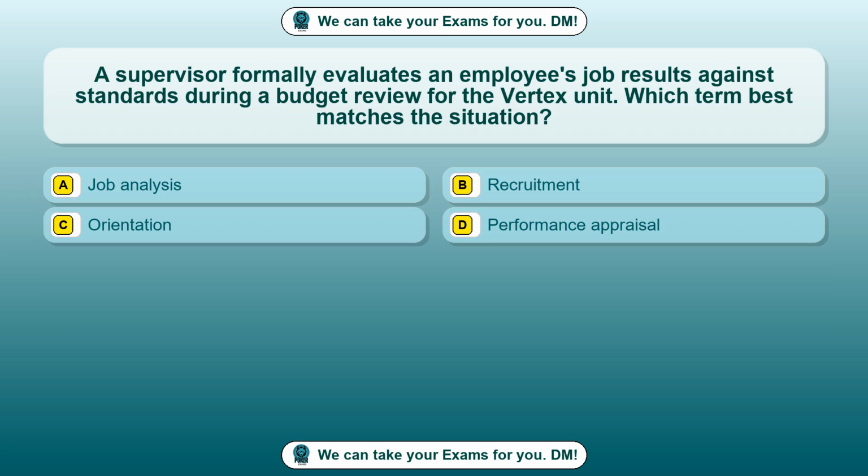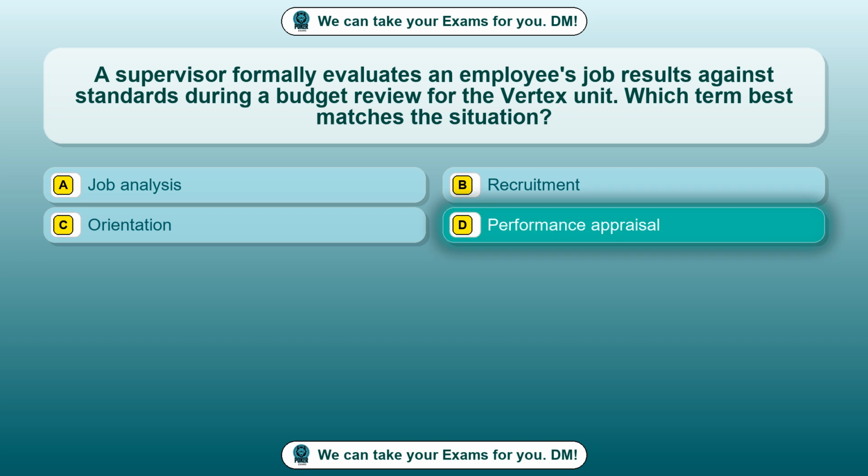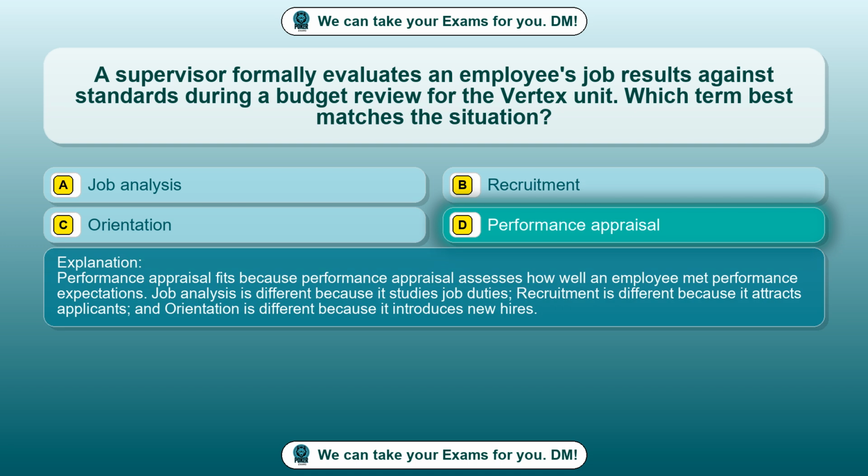Question 11. A supervisor formally evaluates an employee's job results against standards during a budget review for the Vertex unit. Which term best matches the situation? Option A. Job analysis. Option B. Recruitment. Option C. Orientation. Option D. Performance appraisal. The correct answer is option D. Performance appraisal. Performance appraisal fits because performance appraisal assesses how well an employee met performance expectations.